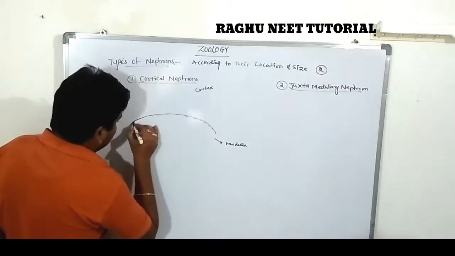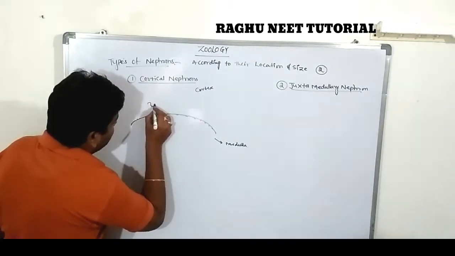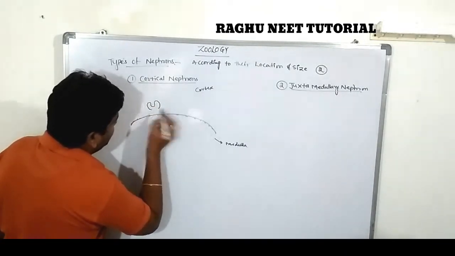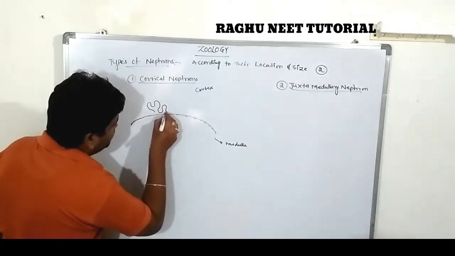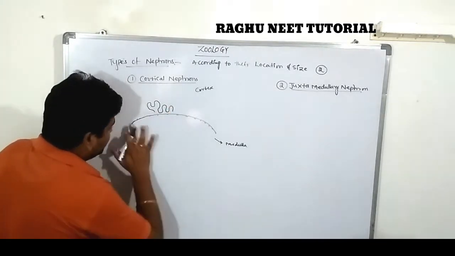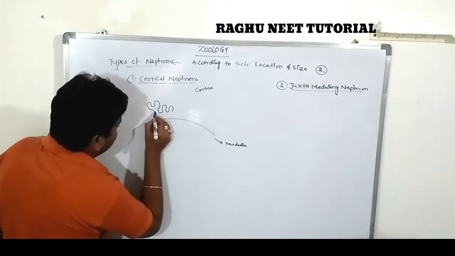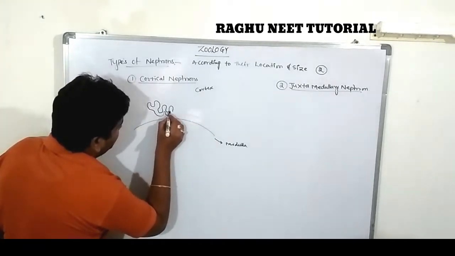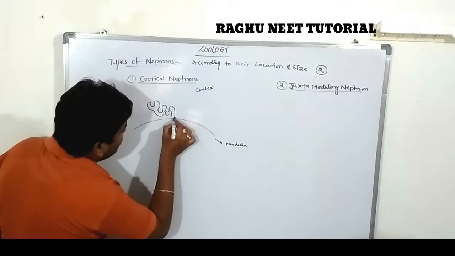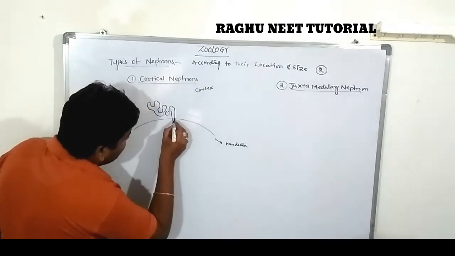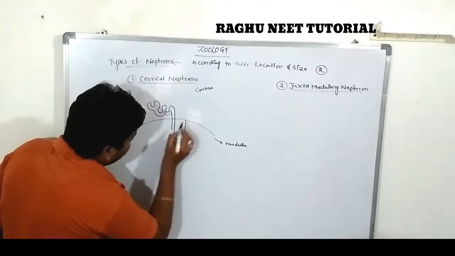The cortical nephron is nothing but the Bowman's capsule along with the proximal convoluted tubule, and the arm, the descending limb, is very short and present in the medullary region.